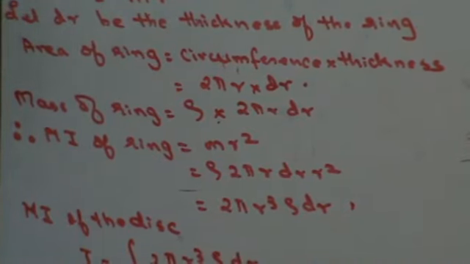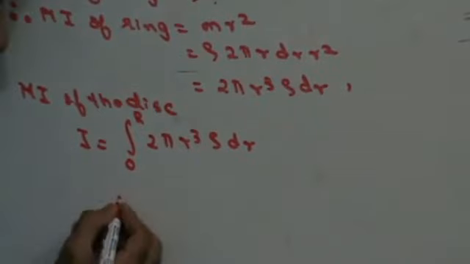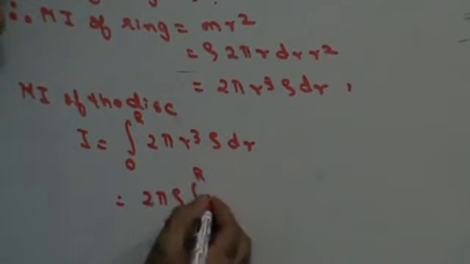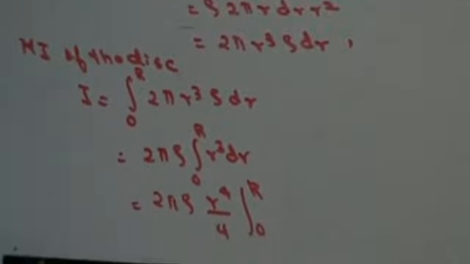Now what will be the limits? The minimum radius is 0, the maximum radius is capital R. Whatever is constant comes outside the integral sign, so 2 pi rho comes out, integral from 0 to R of r cube dr. Integral of r cube is nothing but r raised to 4 divided by 4. So 2 pi rho r raised to 4 divided by 4 when the limits are between 0 to R, right? So in which case substitute upper limit minus lower limit.